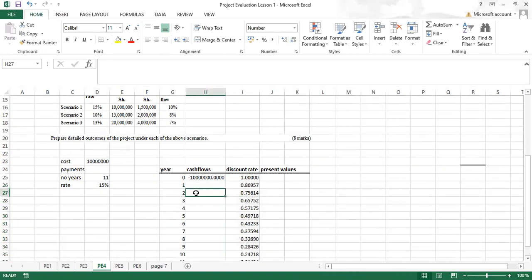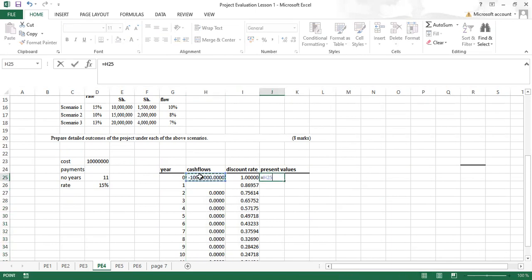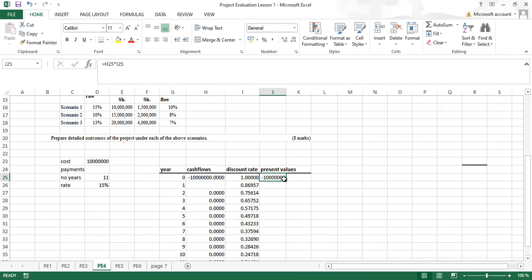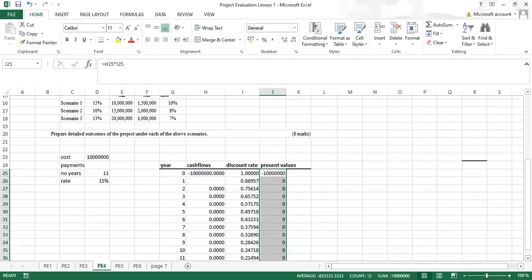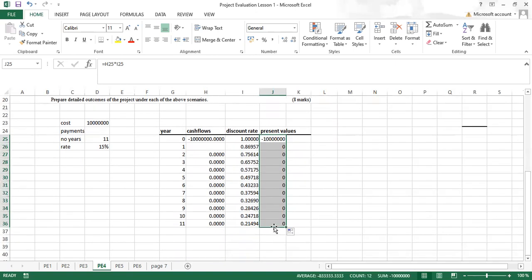We come to year 2 where the growth will be starting. It will be year 1. We have already done this part, which is why I'm going faster, times 1.1, the growth rate. And I come here, equals, the present value will be this one times the discount rate, Control Enter. Then I go down. I double click there when it's a black plus.